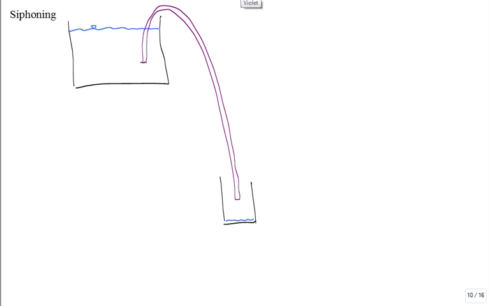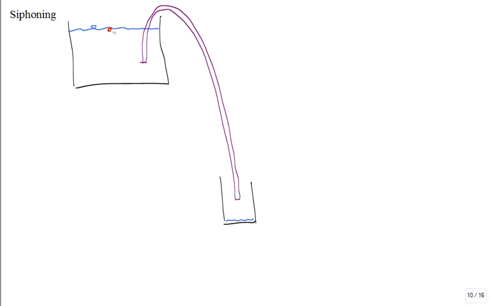tube. How many people have ever done siphoning by themselves? Okay. How many people have seen it? How many people never did any siphoning? Never? Okay. That's interesting. Some other people. So we can apply Bernoulli's equation to study siphoning.